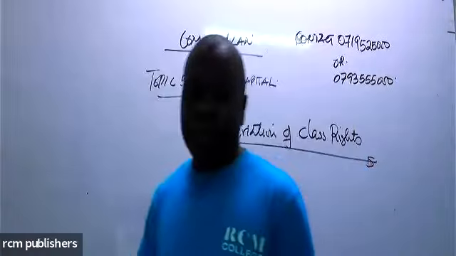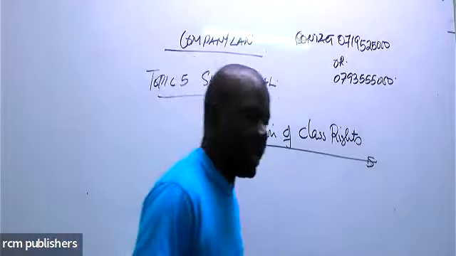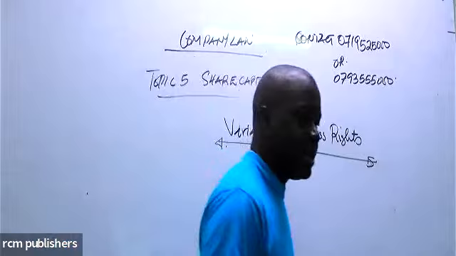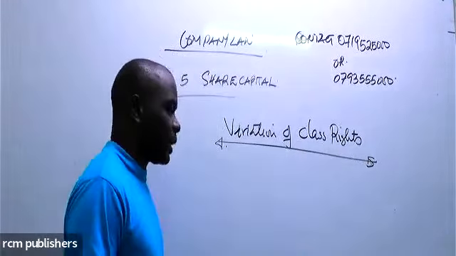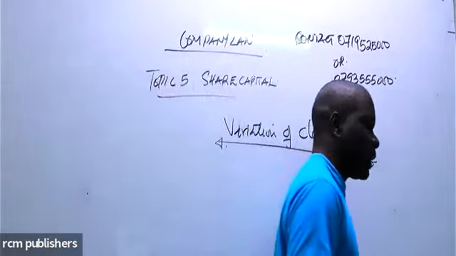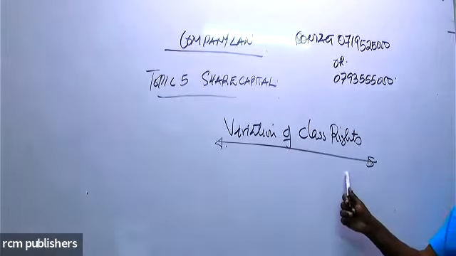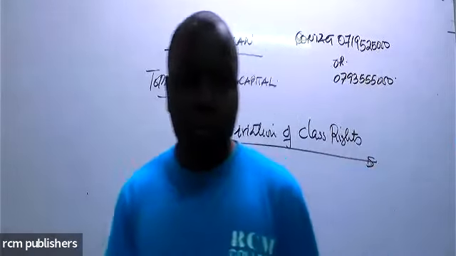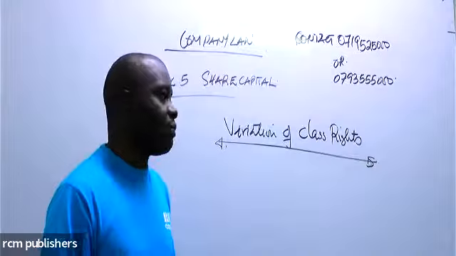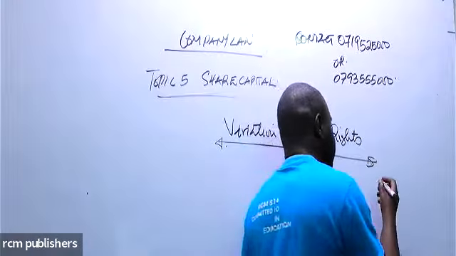So sometimes these rights can actually be varied in the company. The company wants to vary the rights of a class of shares. The company can proceed and agree to vary the class rights, but the members of that class of shares will have to approve of it. For example, if there are those holding preference shares.